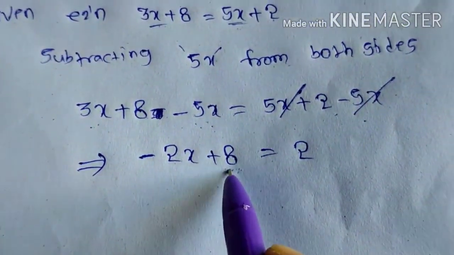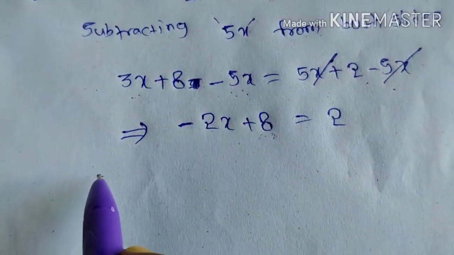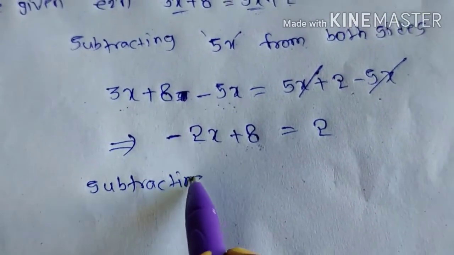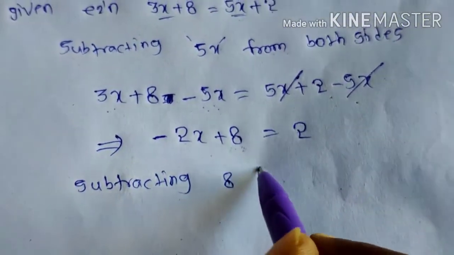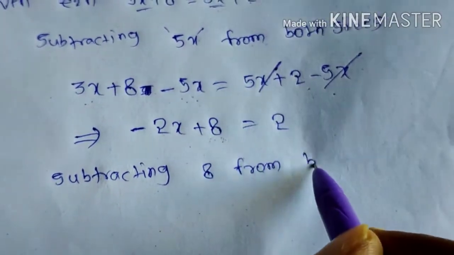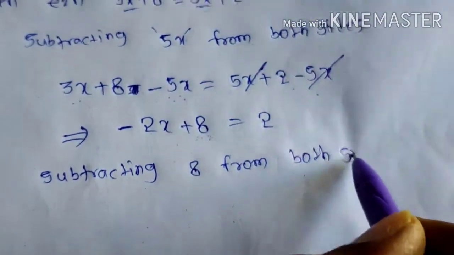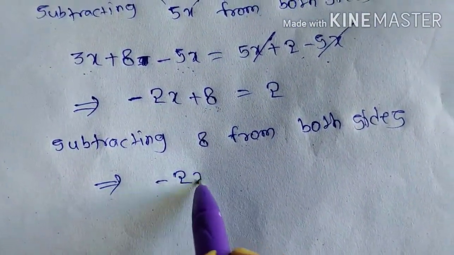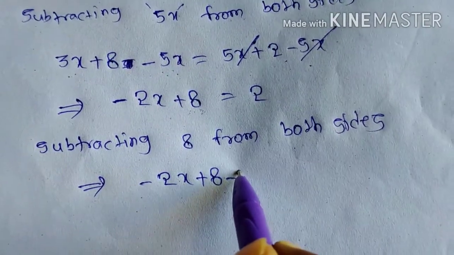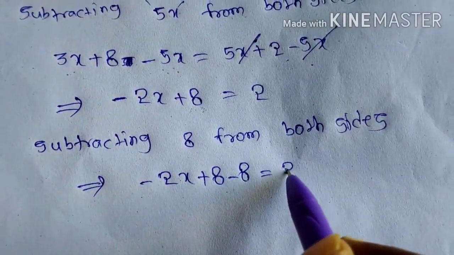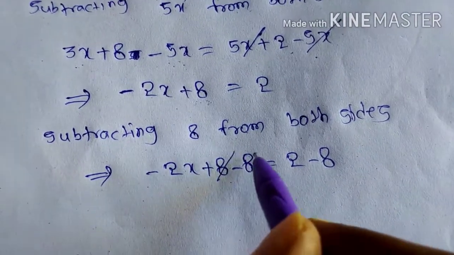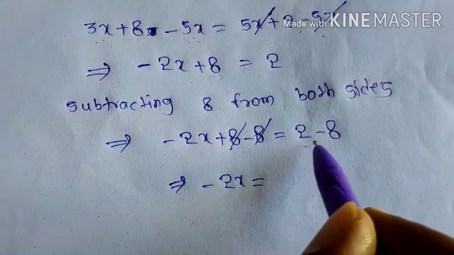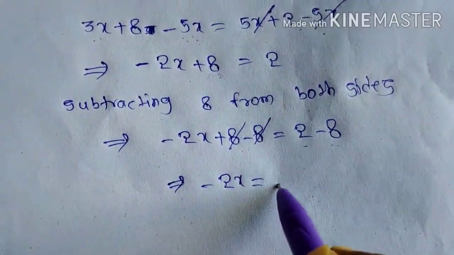Now you can see on the LHS of the equation plus 8 is available, so you can subtract 8 from both sides. Therefore you can write subtracting 8 from both sides. That implies minus 2x plus 8 minus 8 is equal to 2 minus 8. Here plus 8 minus 8 cancel. That means minus 2x is equal to 2 minus 8, which is how much? Minus 6 only.